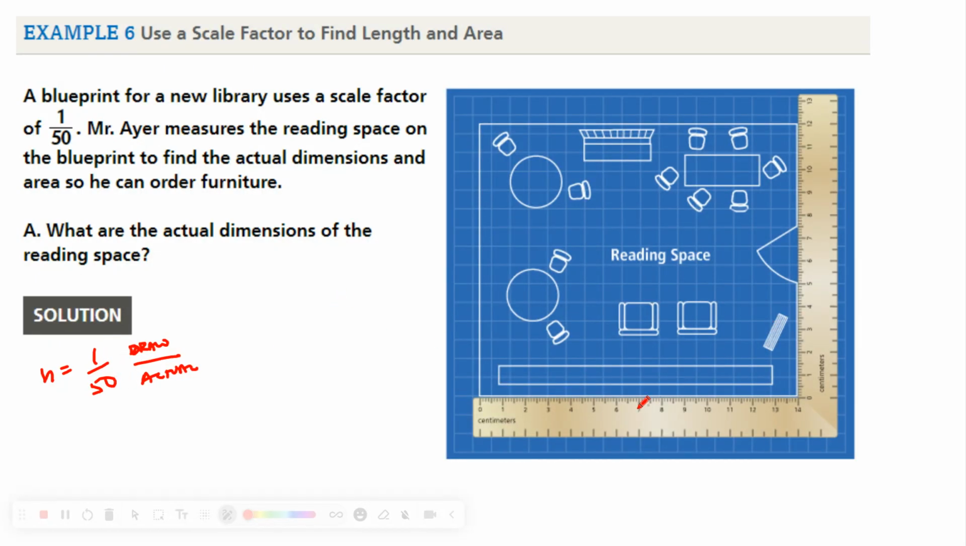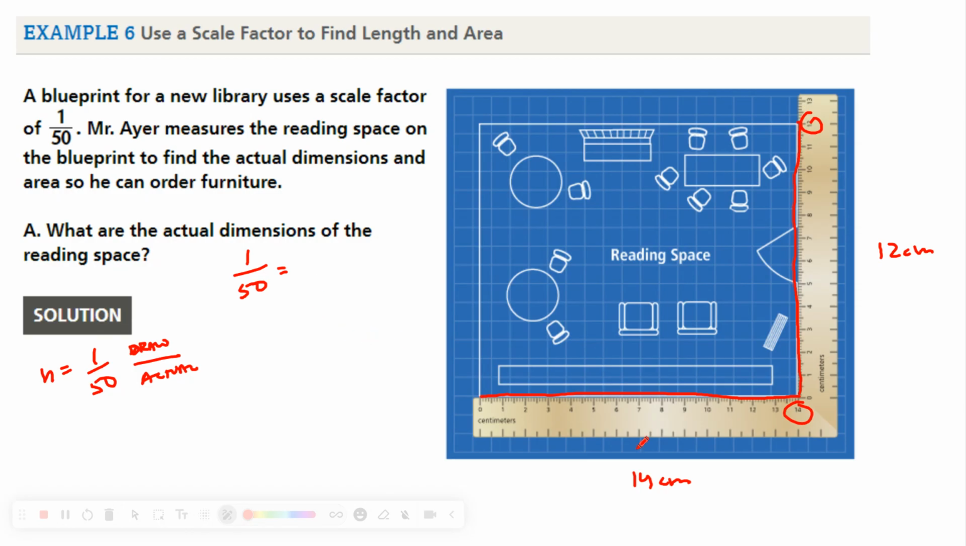So if I look at this reading space, if I go along this bottom edge here, on the ruler, it goes to 14. So that bottom edge is 14 centimeters. And if I go along this edge here, 0, goes all the way to 12, so that is 12 centimeters. So these are the drawing lengths. So to find the actual dimensions, I'm going to use a proportion.